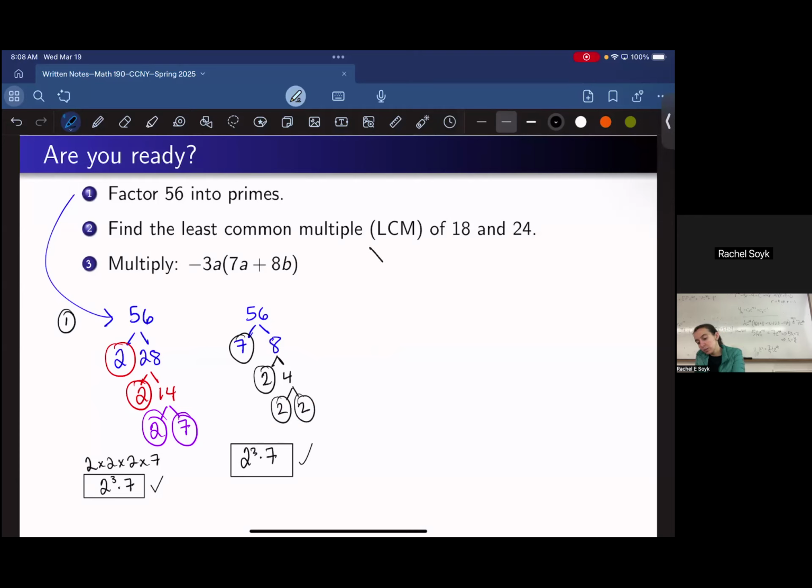Question 2 asks us to find the least common multiple, aka our least common denominator. Use cake method. Really highlight this.